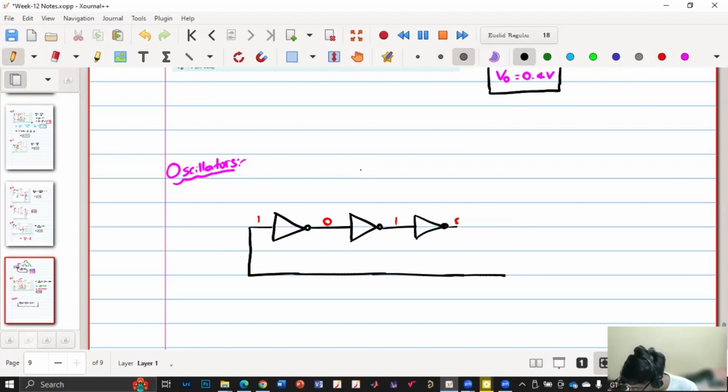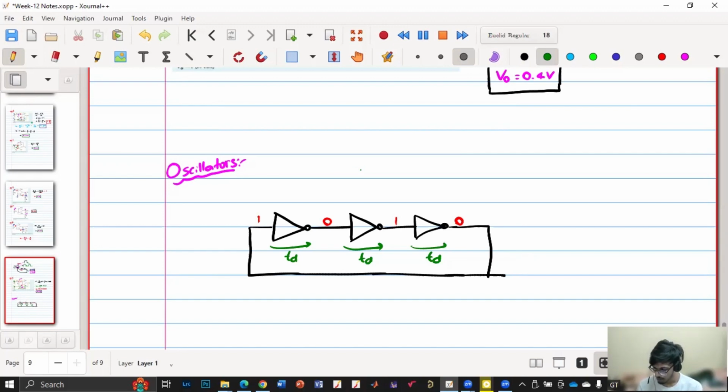So in this case, what happens is they'll start with 1, and here there will be a time delay, right? Here, in order to come here, it will have tau d delay. Here also it will have tau d delay. Here also it will have tau d delay. So now if we trigger it with 1, 1 will be inverted to 0, and 0 will be inverted to 1, and 1 will be inverted to 0.